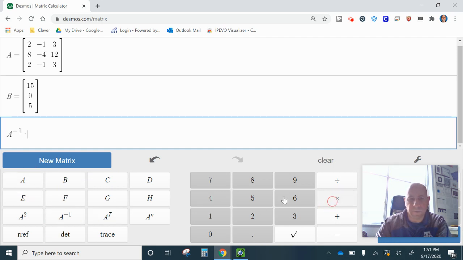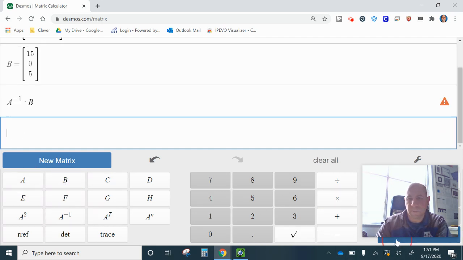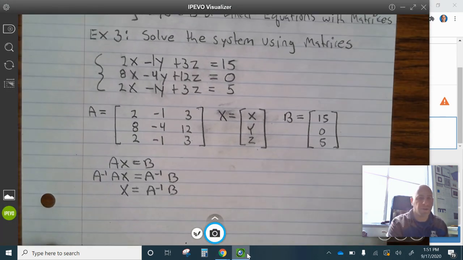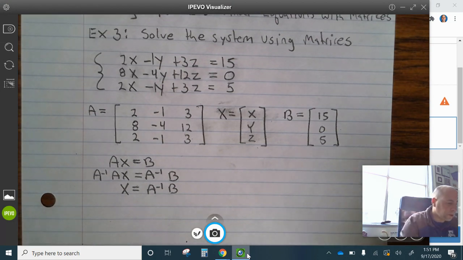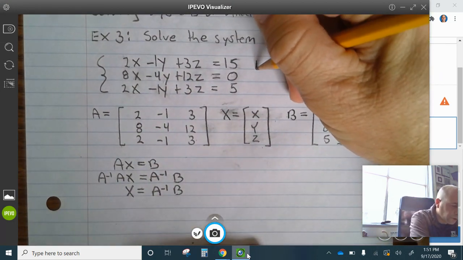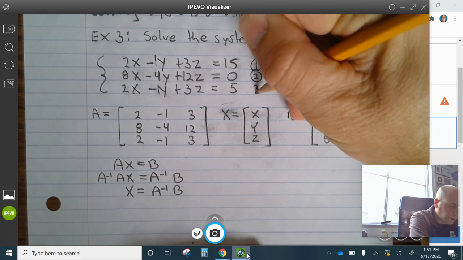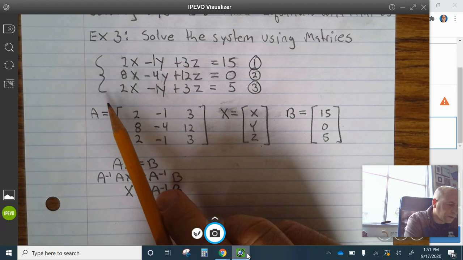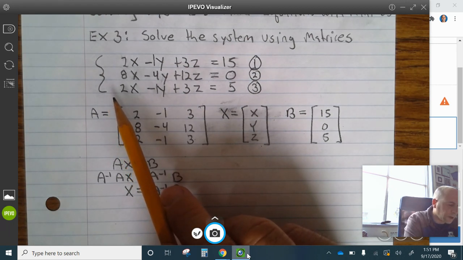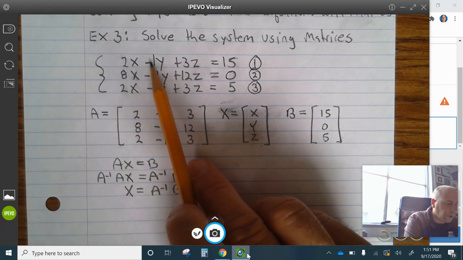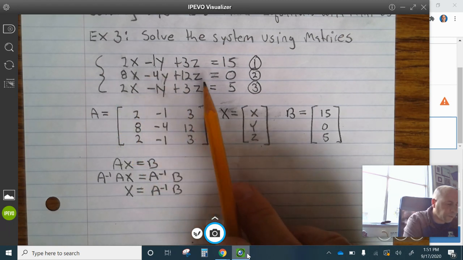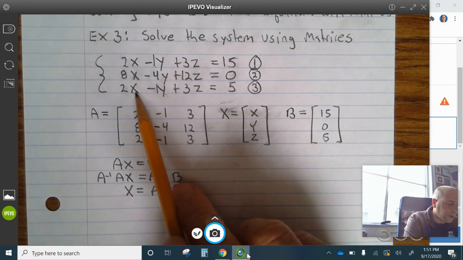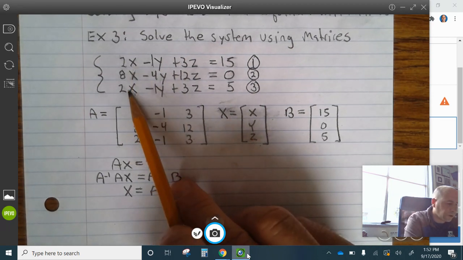When you get an error message, you need to go back and you're going to have to solve this algebraically. So let's call this equation 1, equation 2, and equation 3. Let's leave equation 1 alone. If we multiply equation 3 by -1, this would be a -2x, and the 2x minus 2x will cancel. So let's do that. So we have 2x minus 1y plus 3z equals 15.